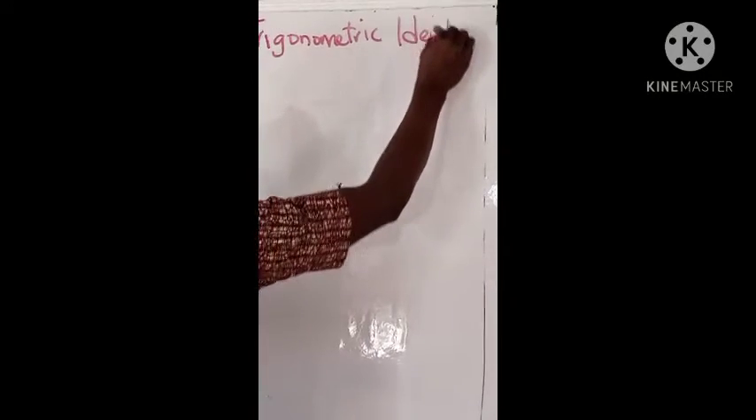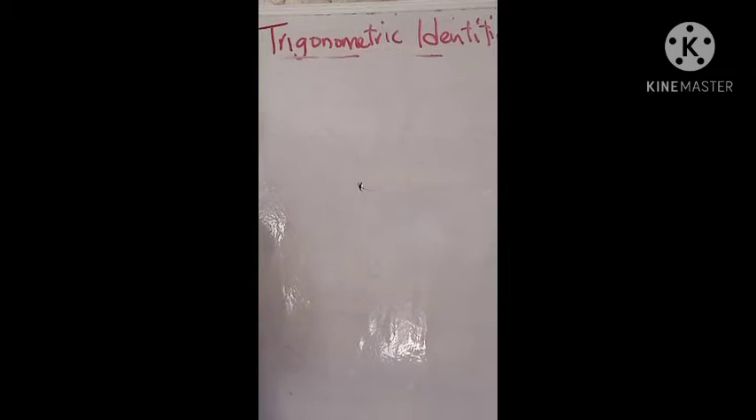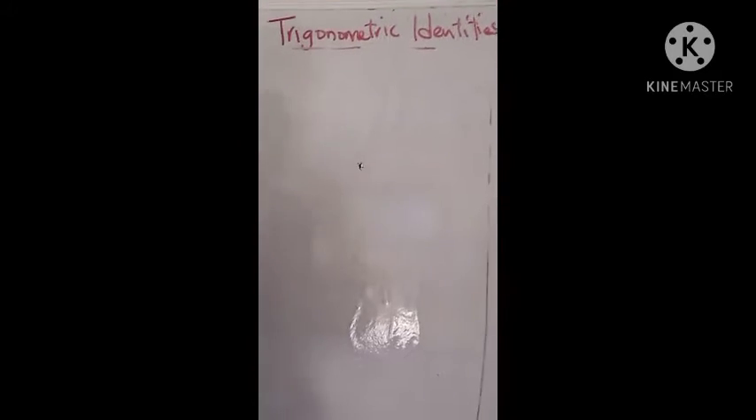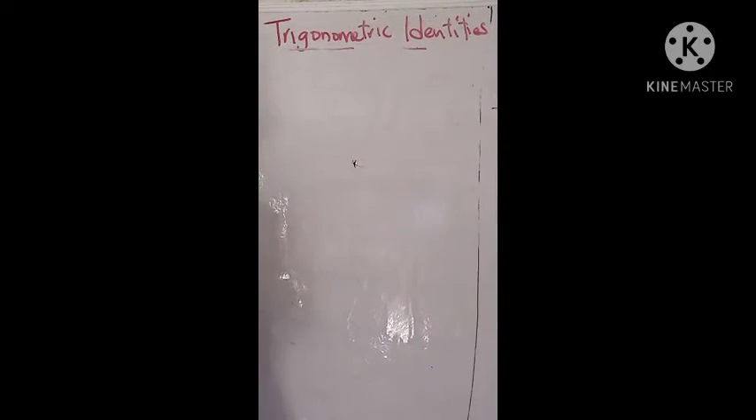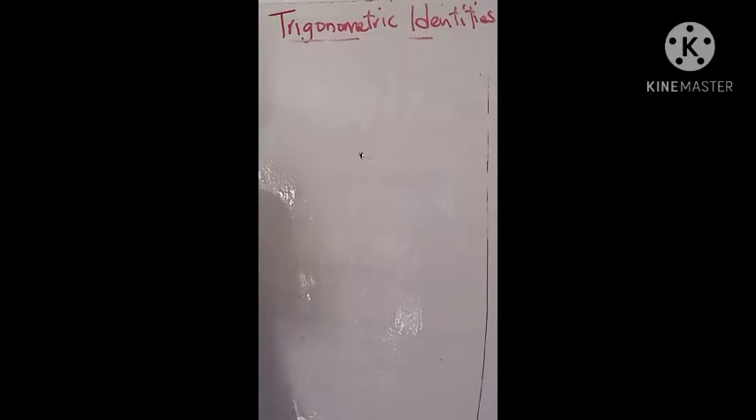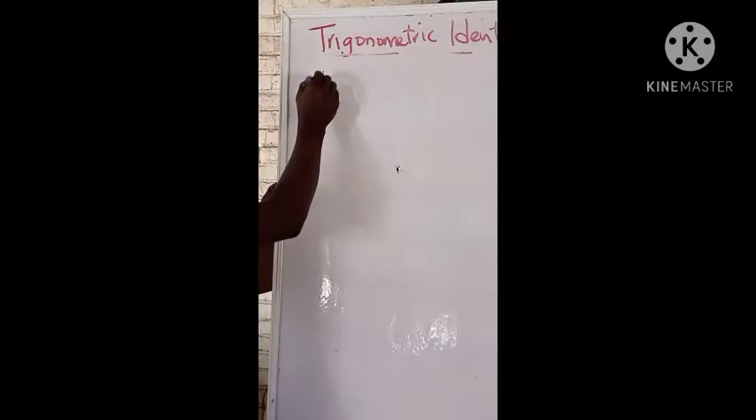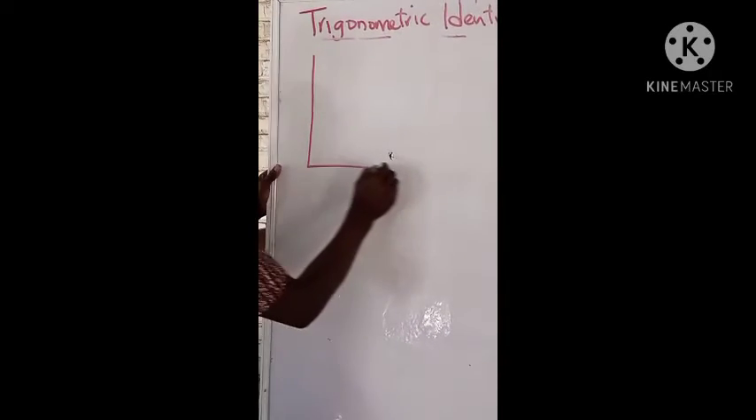So for today, we're going to be discussing trigonometric identities. For trigonometric identities, there are certain basic principles you need to understand before we can go into these identities. One of these basic principles is the right-angled triangle.